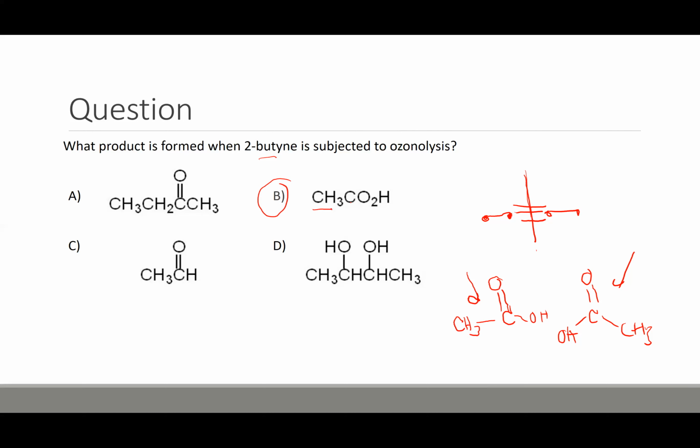So a CH3 bound to a carbon. This CO2H like this is how you can write a carboxylic acid in shorthand. CO2H, that's the same as this. Normally you'll see it drawn out though.